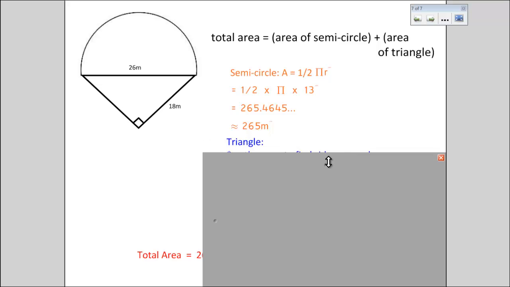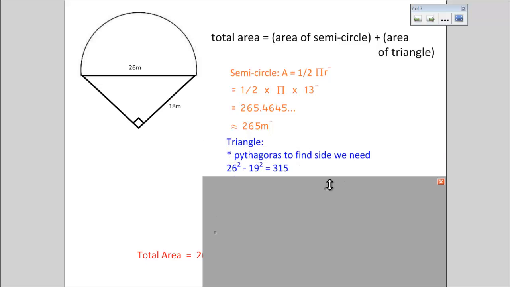Okay, now for the triangle. So here's that step that we need to find this unknown side. If it's a right angle triangle, we can use Pythagoras. So to do that, because we know the longer side, it actually looks a little different to normal. It's going to be the longer side squared, subtract the shorter side squared, and that leaves us with the other side squared. Okay, sorry, I've changed the number there too, so we'll say that it's 19 meters.